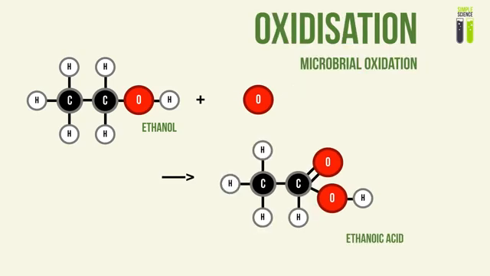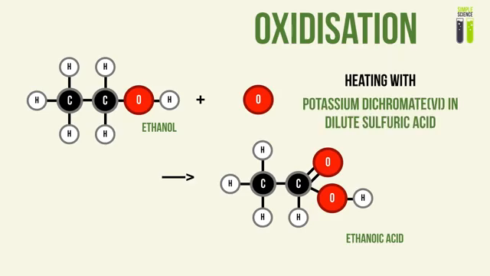Now the next type of reaction is oxidation. What differs from combustion is the final product: we're not producing carbon dioxide, but we are now producing a different type of organic compound. In this case, ethanol reacts with oxygen through a particular means. In this first case, it is called microbial oxidation, whereby we are using microbes to aid oxidation. We're going to be producing a compound called ethanoic acid.